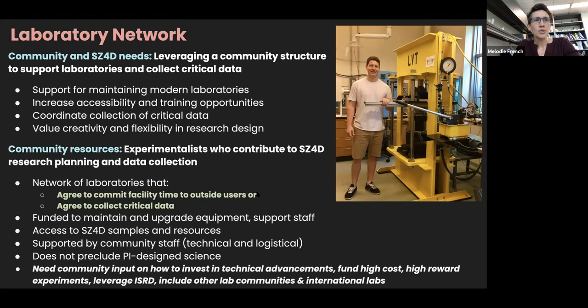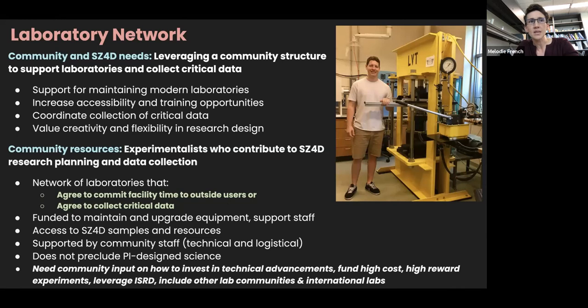We propose a network of laboratories. To join that network, a lab would commit to hosting outside users at their facilities. We propose that the duration and the timing of the visits would be completely set by the PI, and that an annual proposal process could be used to match visitors with hosts to collaborate on SZ4D science. Alternatively, or in addition, the lab could commit to collecting data that is critical for SZ4D science. And to be clear, given the collaborative nature of SZ4D, the lab network PIs would be involved in decisions that prioritize science. So this is not meant to be prescriptive. Such experiments could be done on samples from the community field sites or other materials that have been deemed important by the community.